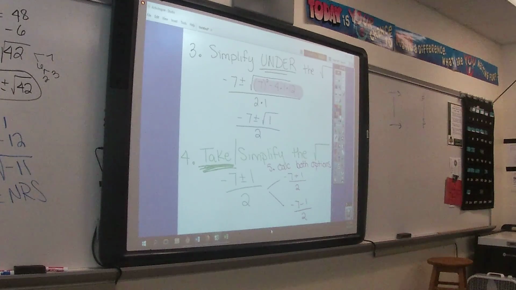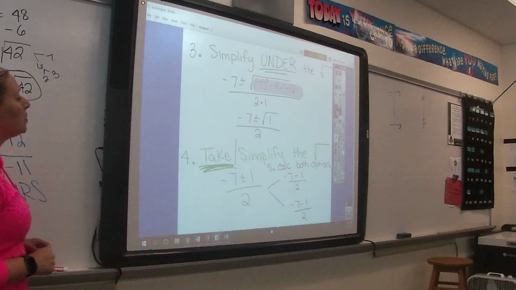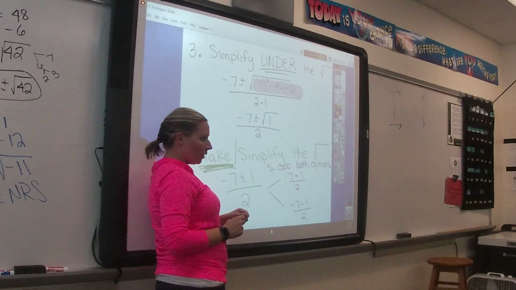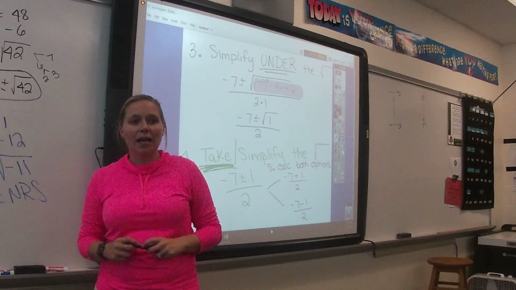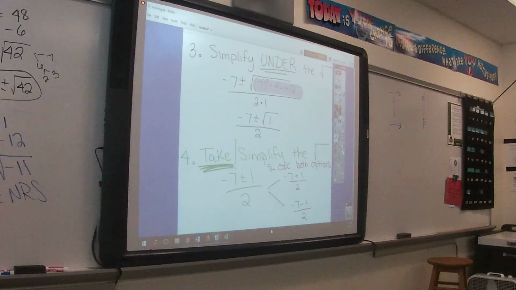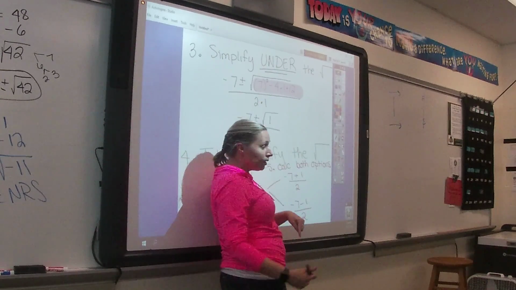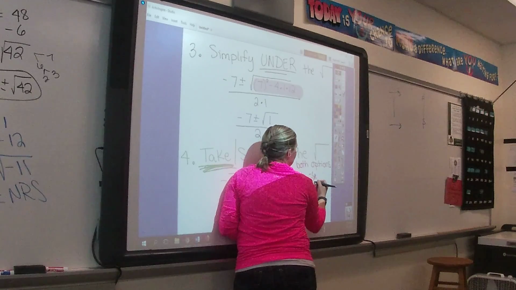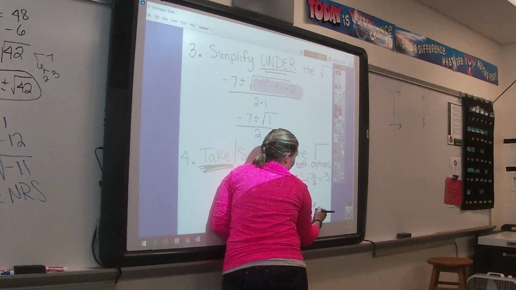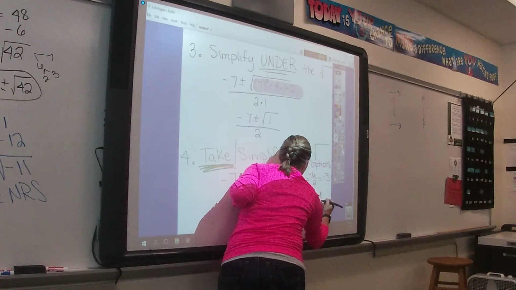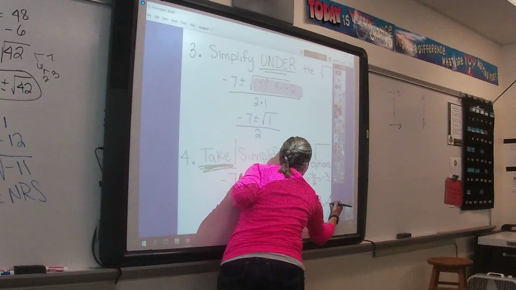You cannot type into your calculator negative 7 plus 1 all divided by 2 equals. You cannot type into your calculator negative 7 minus 1 all divided by 2 equals. If you do, no, because of order of operations. If you're going to put this in your calculator, you have to do negative 7 plus 1 equals, and then divide it by 2. Negative 7 minus 1 is negative 8. Negative 8 divided by 2 is negative 4.